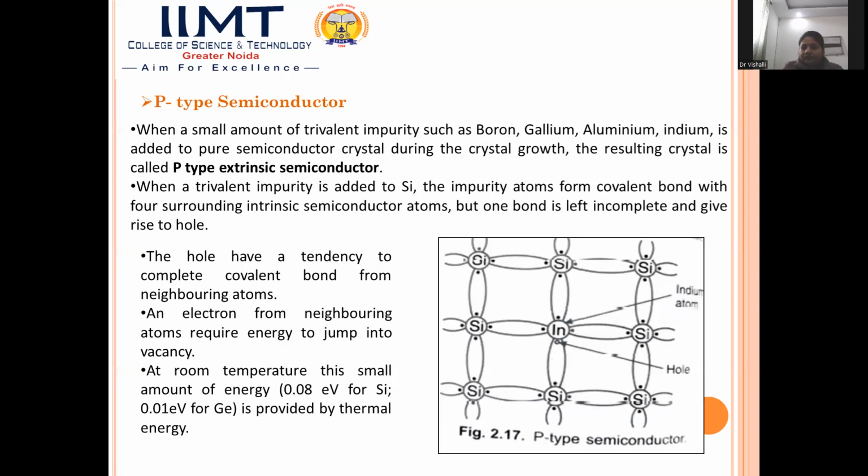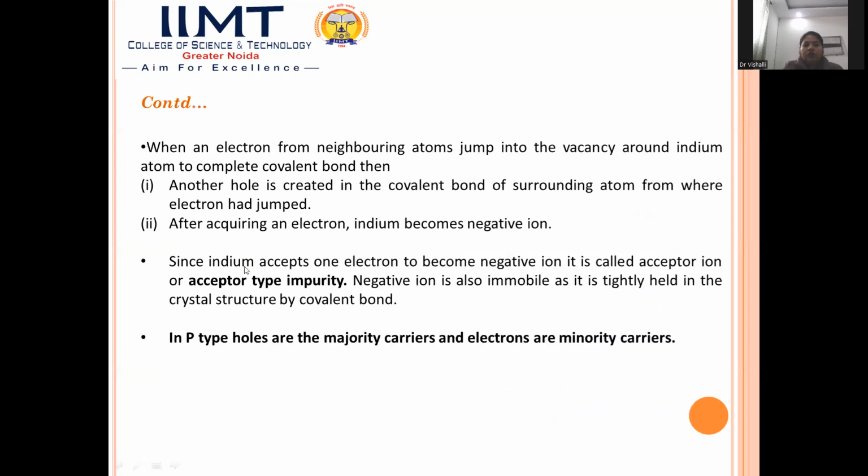And secondly, after acquiring this electron, the indium will have an overall negative charge. So after acquiring an electron, the indium becomes a negative ion, and just like phosphorus, it is also a negative immobile ion as it is bonded in the covalent bond. Since indium accepts one electron to become a negative ion, it is called an acceptor ion or acceptor type impurity. This negative ion is also immobile as it is tightly held in the crystal by the covalent bond.